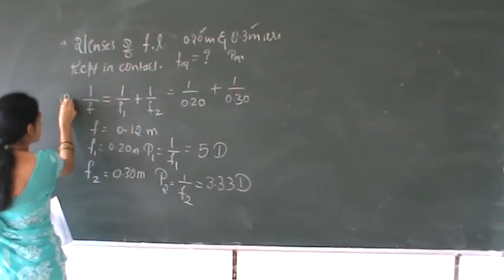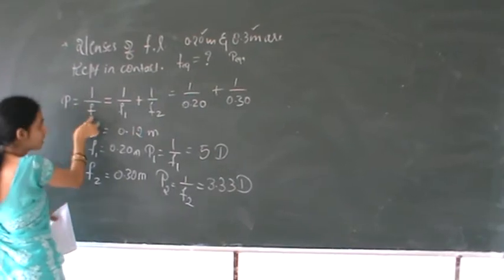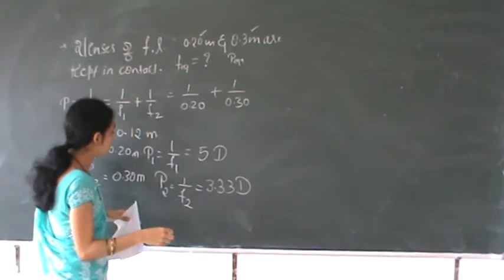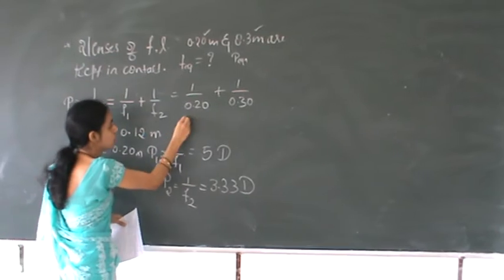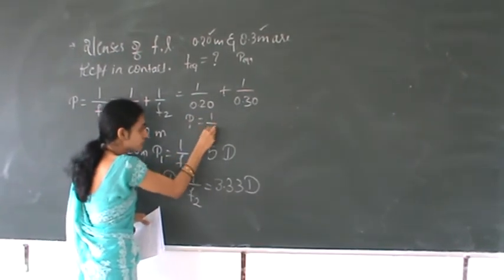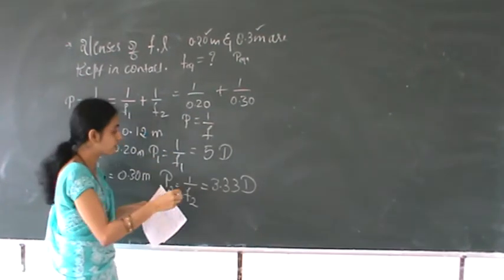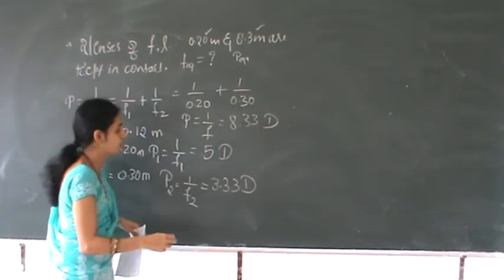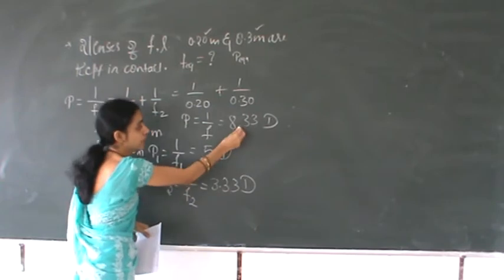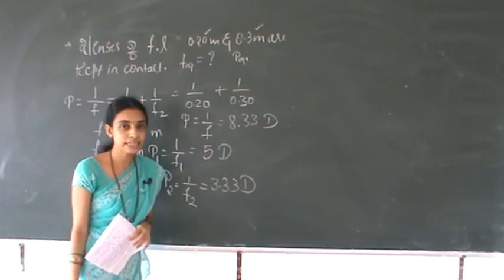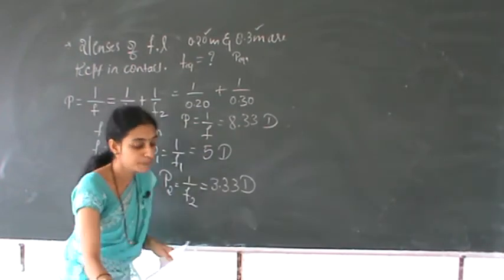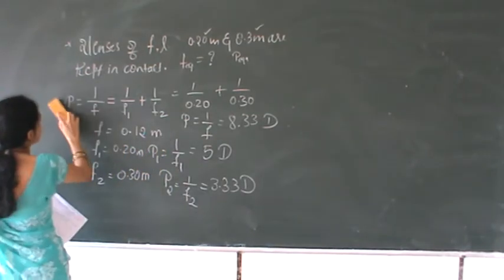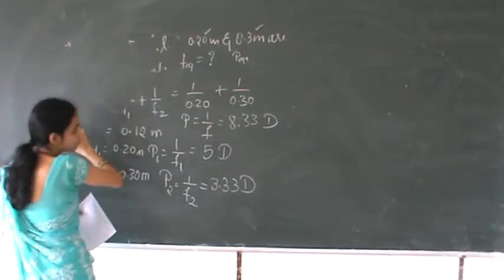Equivalent value: P is equal to 1/f. The equivalent value is the reciprocal of this. I will get the value 8.33 diopter, or you can add these also and you will get 8.33 diopter. Okay.